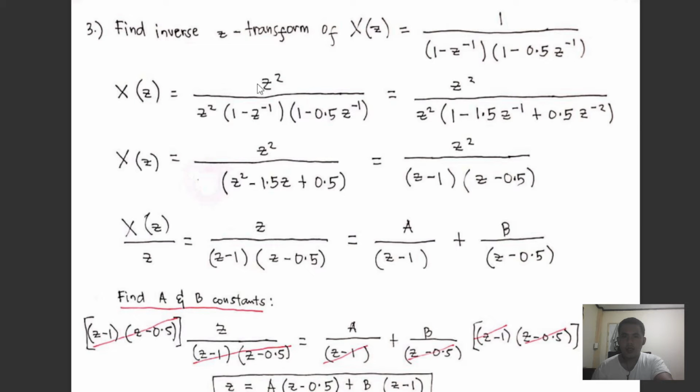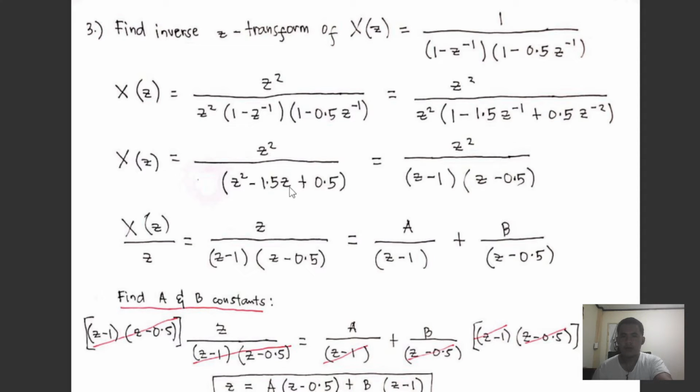The next step is to combine this quantity in the denominator. Combining, we get 1 minus 1.5 z raised to the power of negative 1 plus 0.5 z raised to the power of negative 2. Then next is to distribute z squared into this quadratic equation. Distributing, we get z squared minus 1.5z plus 0.5.